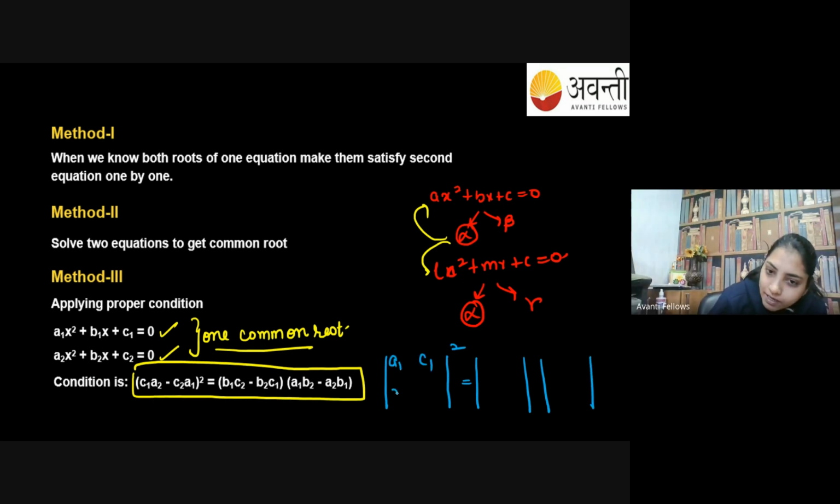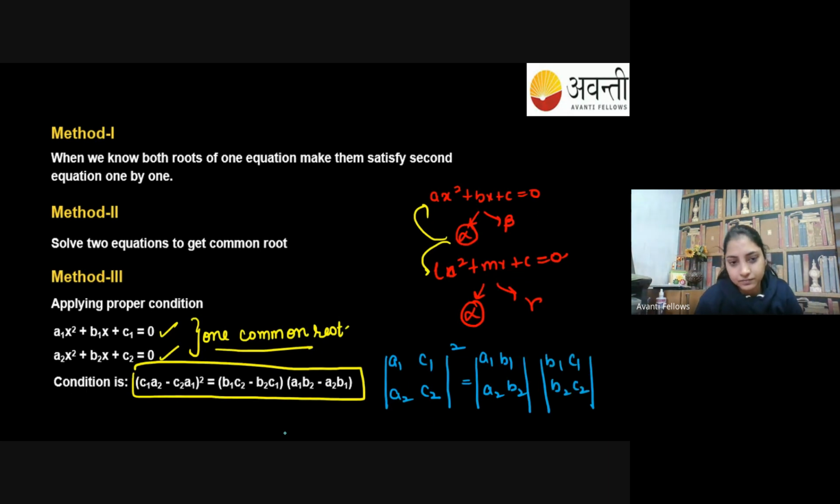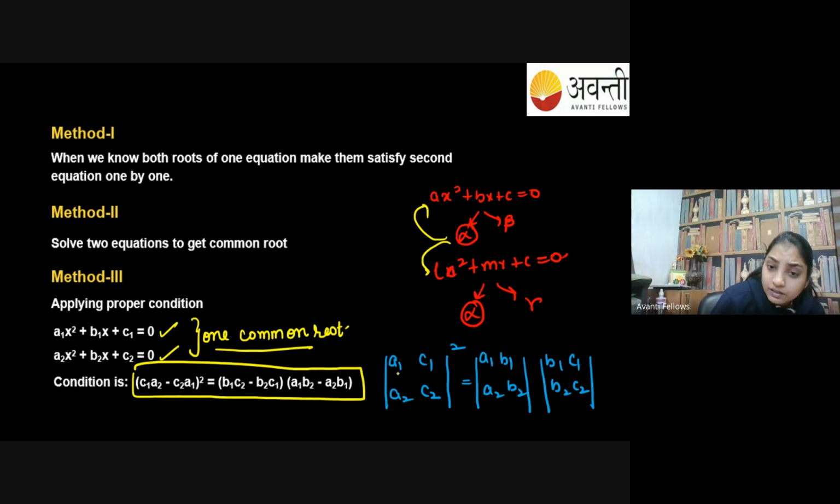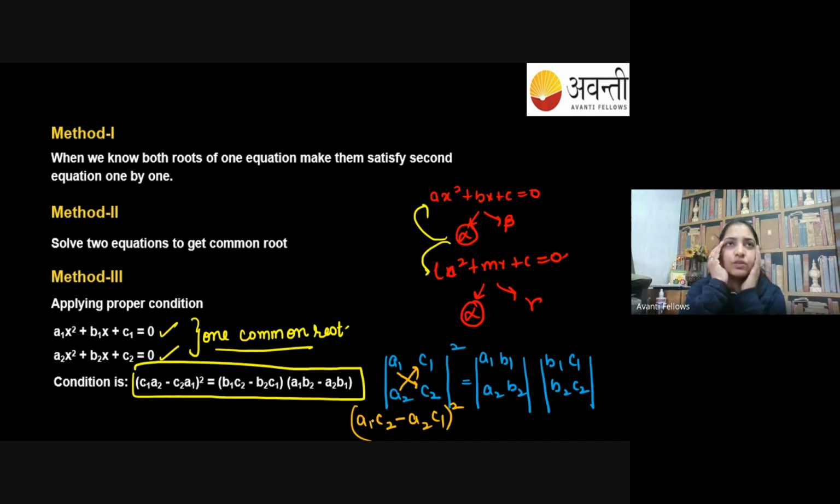A1, C1, A2, C2. A1, B1, A2, B2, B1, C1, B2, C2. Now quite simple. Everyone knows that I can multiply diagonally. It means A1 C2, then minus from your side, from down to up, A2 C1, right? It's clear? This is a method I think many students covered in area of triangle of class 10th, or might be you have covered in the cross multiplication method of linear equations of class 10th.